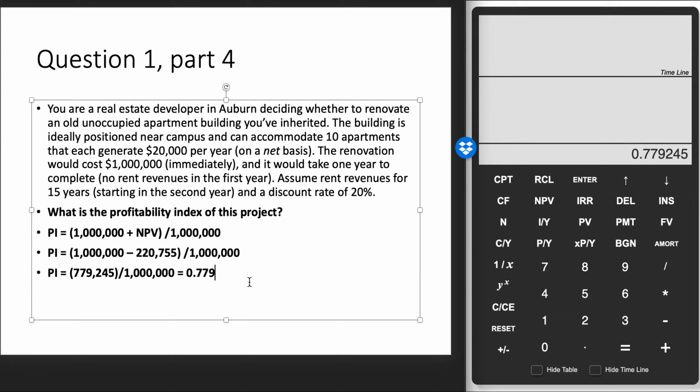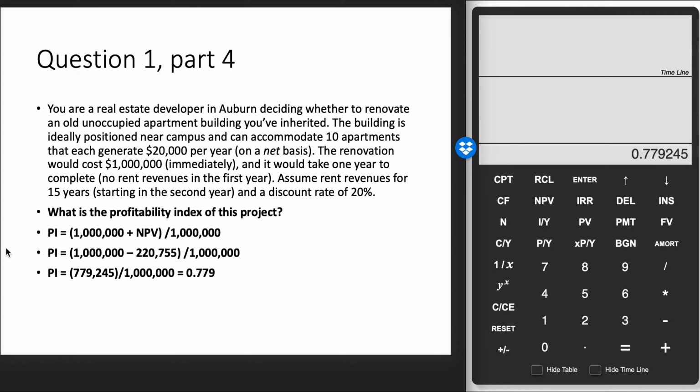Okay, and so with the profitability index, whether or not we pursue the project depends on whether the profitability index is greater or less than 1. I prefer it to be greater than 1. And so because it's less than 1, I'm not going to pursue this project. Or according to the profitability index, I should not pursue this project. That's kind of what's going through my head. All right, so that's it for question 1. We're just going to look at one more question, and then we'll be done.